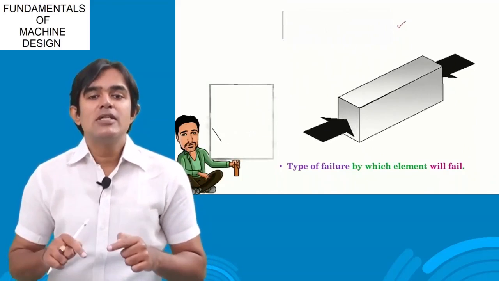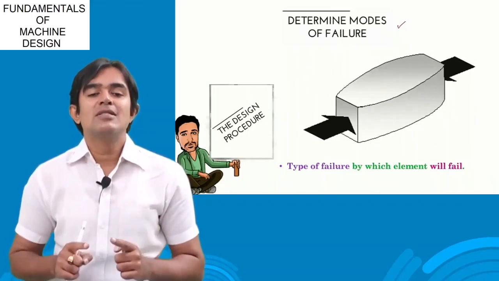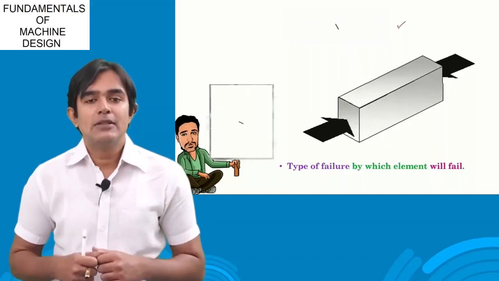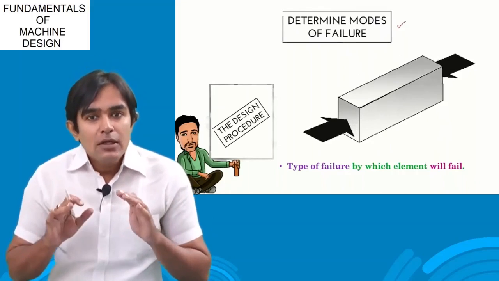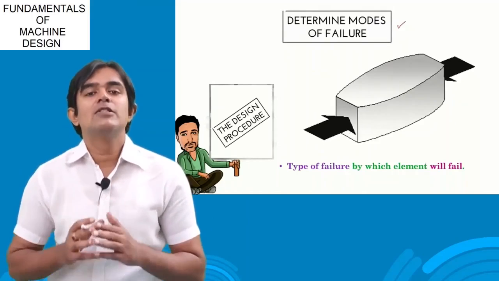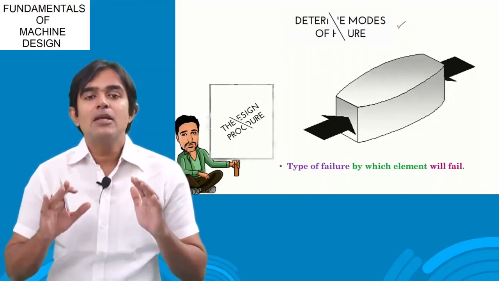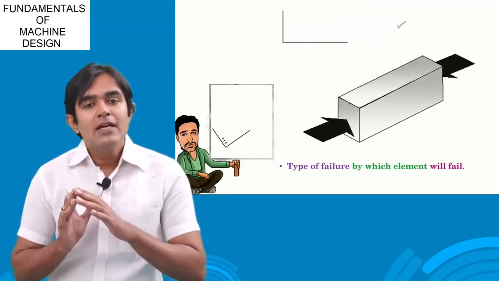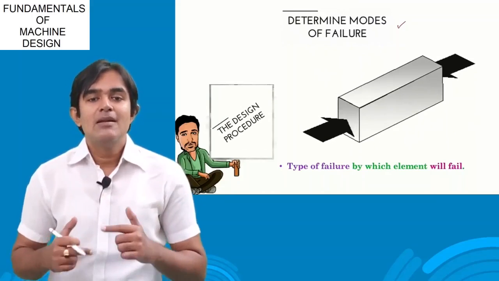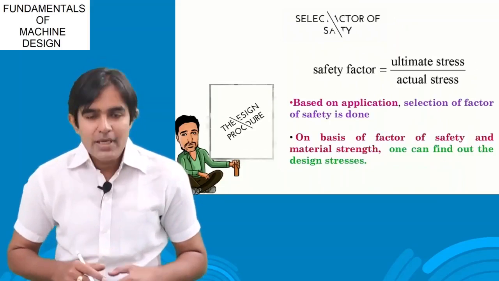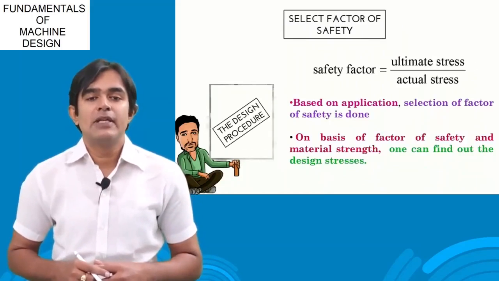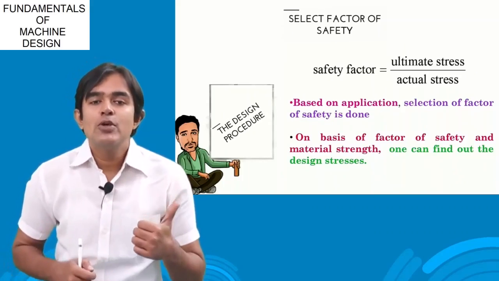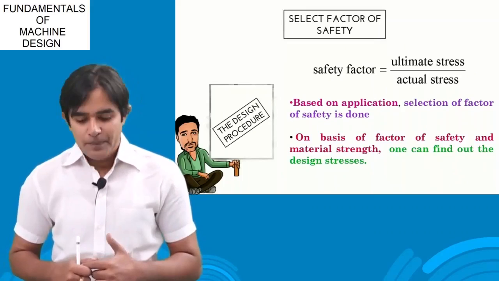The design engineer in this step has to decide by which mode of failure the part is going to fail. Once he knows the mode of failure, he can make the part stronger. He can strengthen the part so that the failure does not happen. The next step in the design procedure is selecting the factor of safety. Factor of safety, like you can see, is the ratio of actual stress to the design stress.